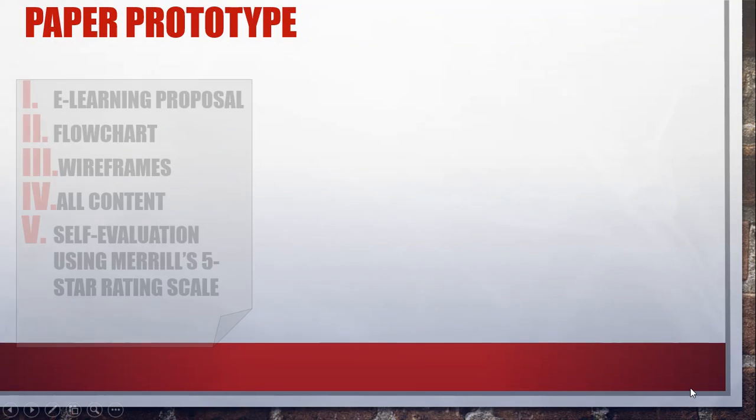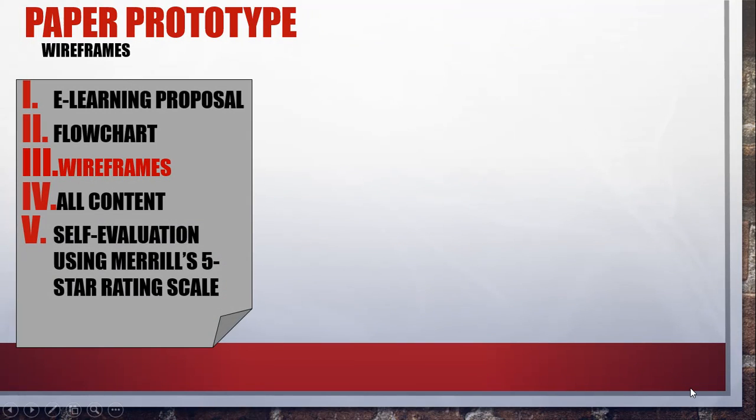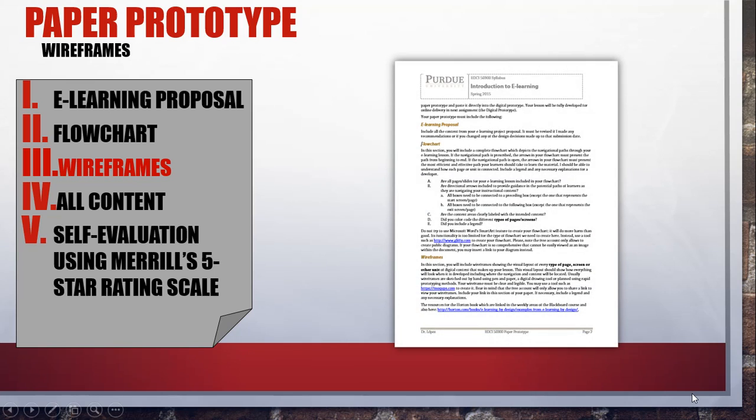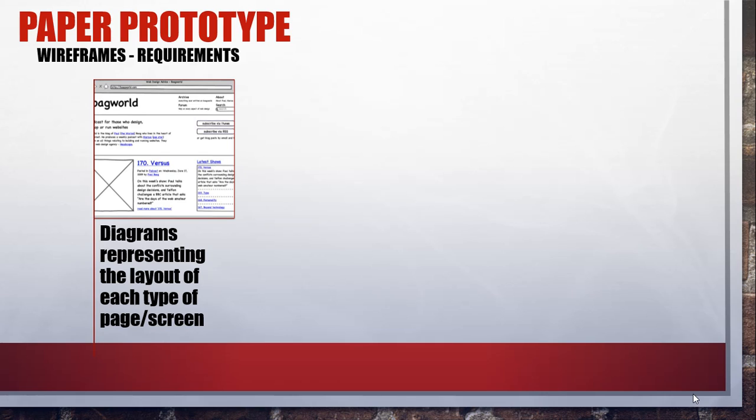The third section of your paper is going to be the set of wireframes. And again, on page 2 of the assignment requirements document, towards the bottom of the page, you'll see the beginning of the section on the requirements for wireframes. Basically, your wireframe is going to be a diagram that represents the layout of each type of page or screen. You don't have to have a wireframe for each page or screen, just for the types of different pages.